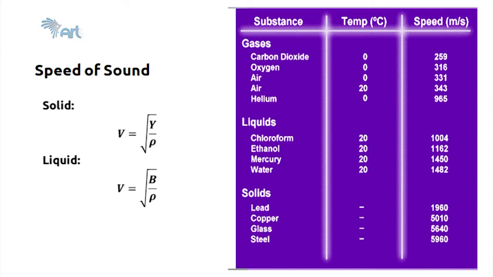The speed of sound in gas is given by v = √(γP/ρ), where γ is a constant called the ratio of specific heats of the gas and is equal to 1.4 for air, P is the pressure of the gas, and ρ is the density.